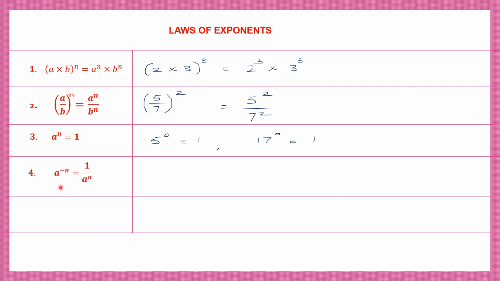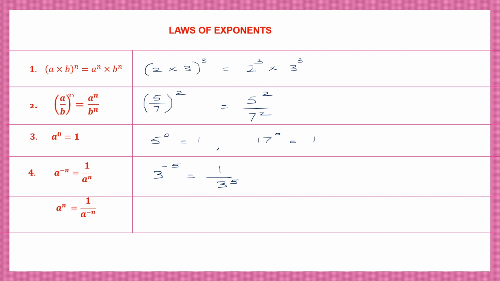Then a to the power of minus n, that means a raised to a negative power, as we learned earlier, is 1 by a to the power of a positive power. Suppose I have 3 raised to the power of minus 5. That means 3 is raised to a negative power. I can make it a positive power by writing the reciprocal of 3, that is 1 by 3. 3 by 1 becomes 1 by 3, and now the power is positive, 3 raised to the power of 5.